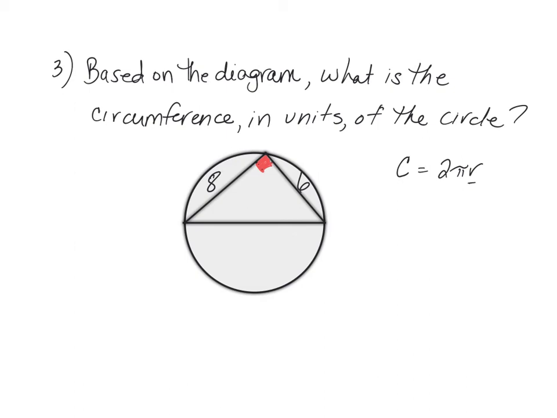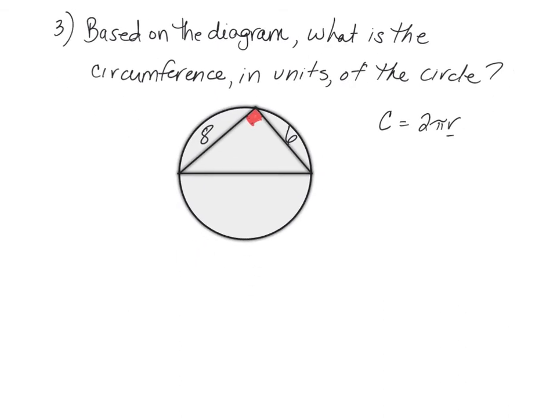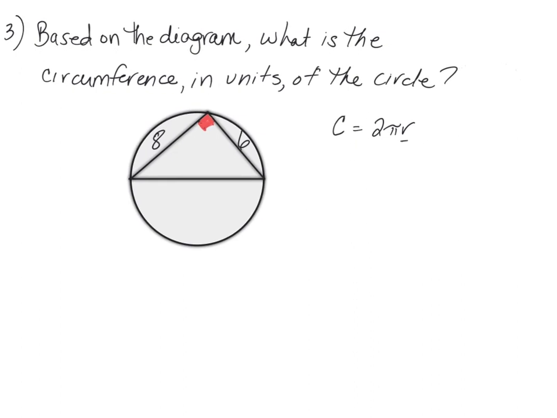So the next thing you should think of is, do I know any formulas to help me solve for the missing side of a right triangle? And the answer is yes. That formula is the Pythagorean theorem: a squared plus b squared equals c squared, where c is our hypotenuse, or the side opposite our right angle.